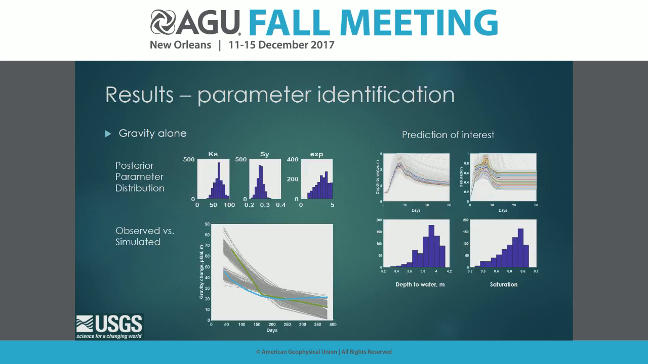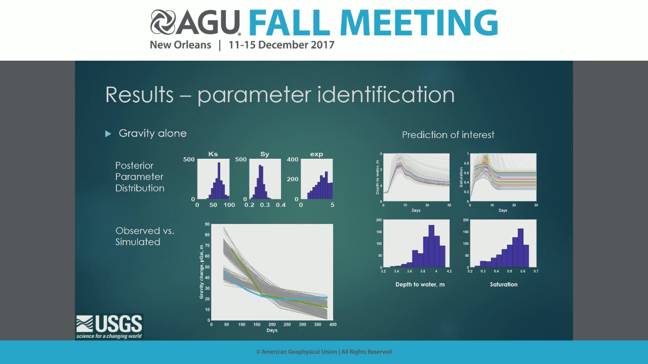So looking at the results, if we just use gravity, we get posterior parameter distributions that seem to be well behaved. They're well within the parameter bounds. On the bottom here, we see in color the observed versus the simulated. The shaded gray curves are the family of posterior distributions instead of a single best fit model. With this method, we get a family of acceptable models. So a decent fit there, I guess.